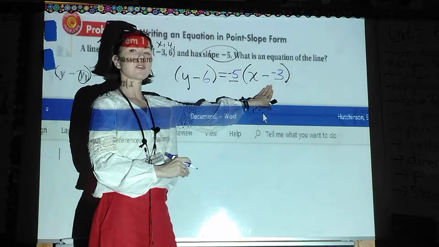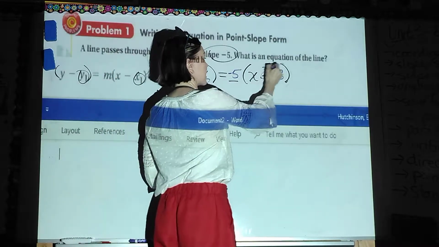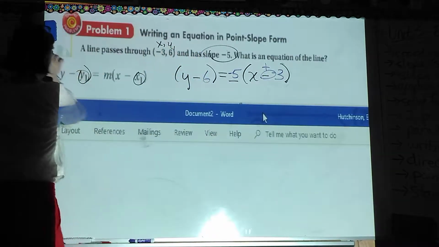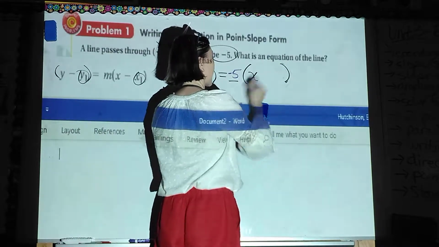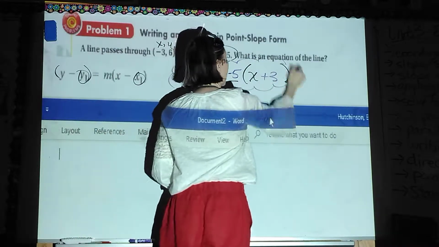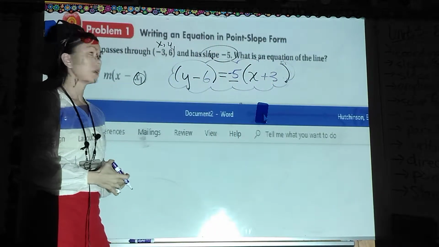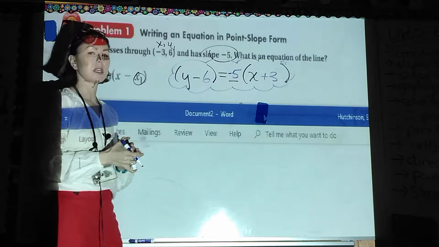Here is where we have the double negatives. So once again, we circle and we put the plus. And what would be our final answer? Our final answer would be over here, x plus 3. And this is the equation of a line in point-slope form, given this point and this slope. That's how easy it is.